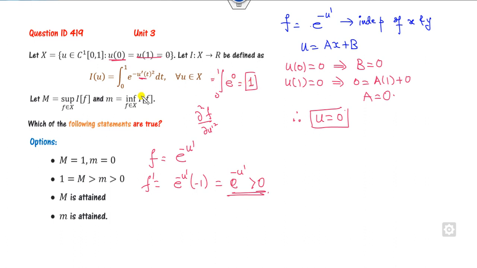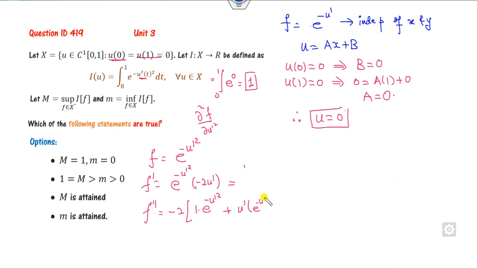So you can see this value is either minimum or maximum. So what is the condition of that? Sorry, it's a square. So you can take the second derivative. What is the first derivative? e raised to power minus u dash, times minus of u dash. Now you can take the second derivative. Minus of 2 is outside, u dash is 1, and plus e raised to power u dash square and minus of u dash.